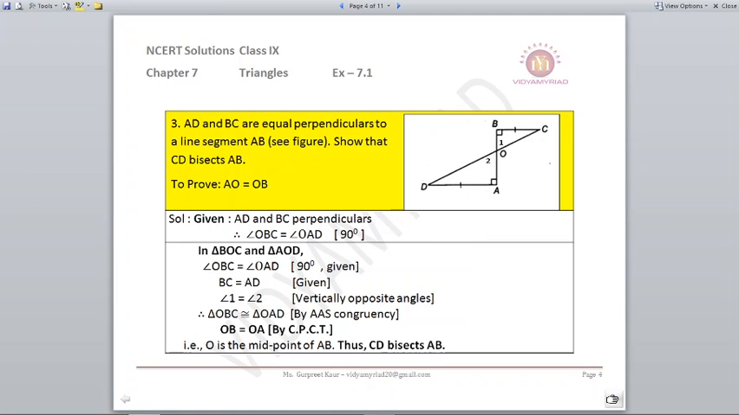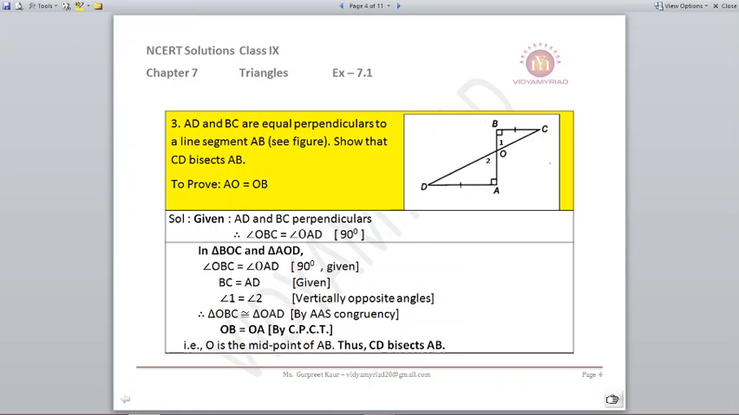Question number 3. AD and BC are equal perpendiculars to a line segment AB, as in the figure. Show that CD bisects AB. What do you mean by CD bisects AB? That means we can prove AO is equal to OB.